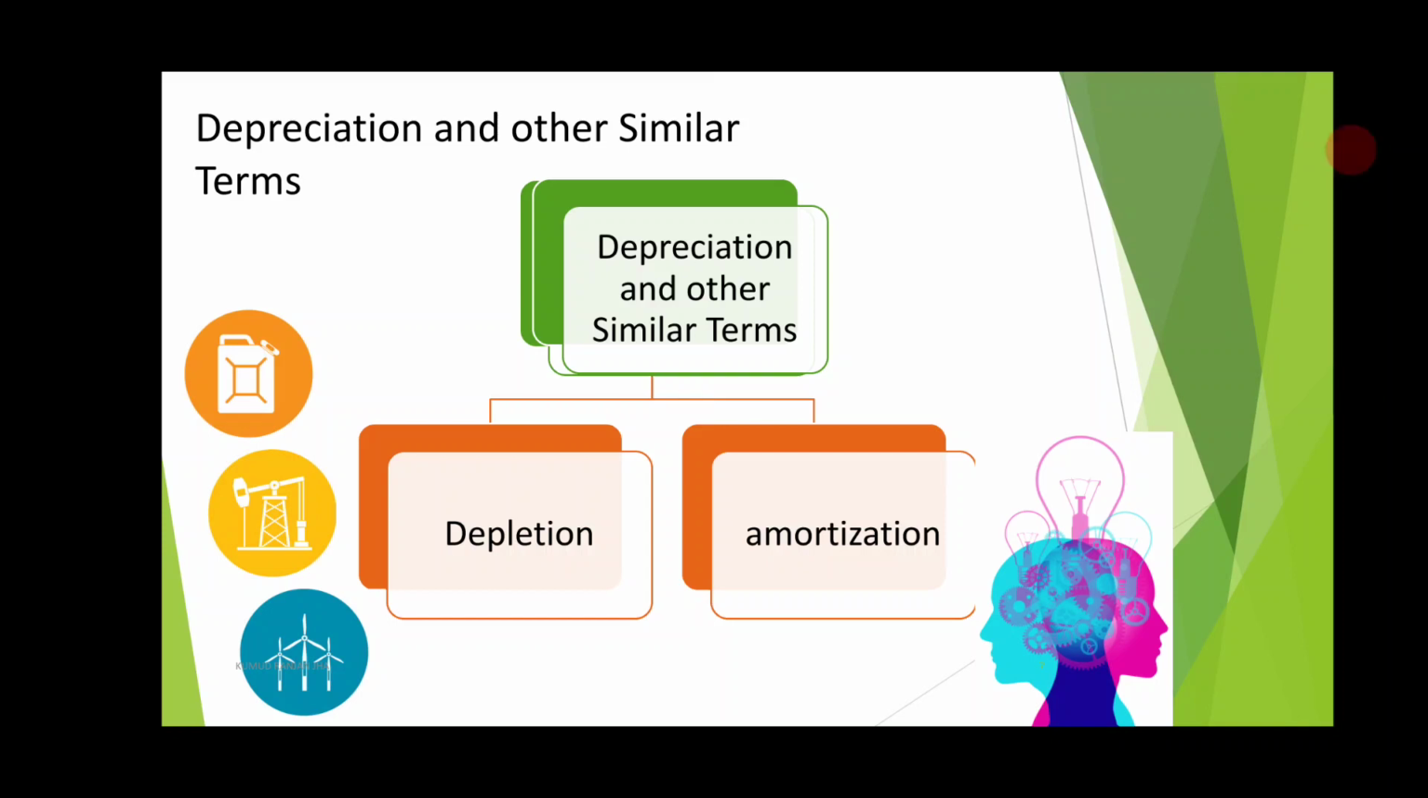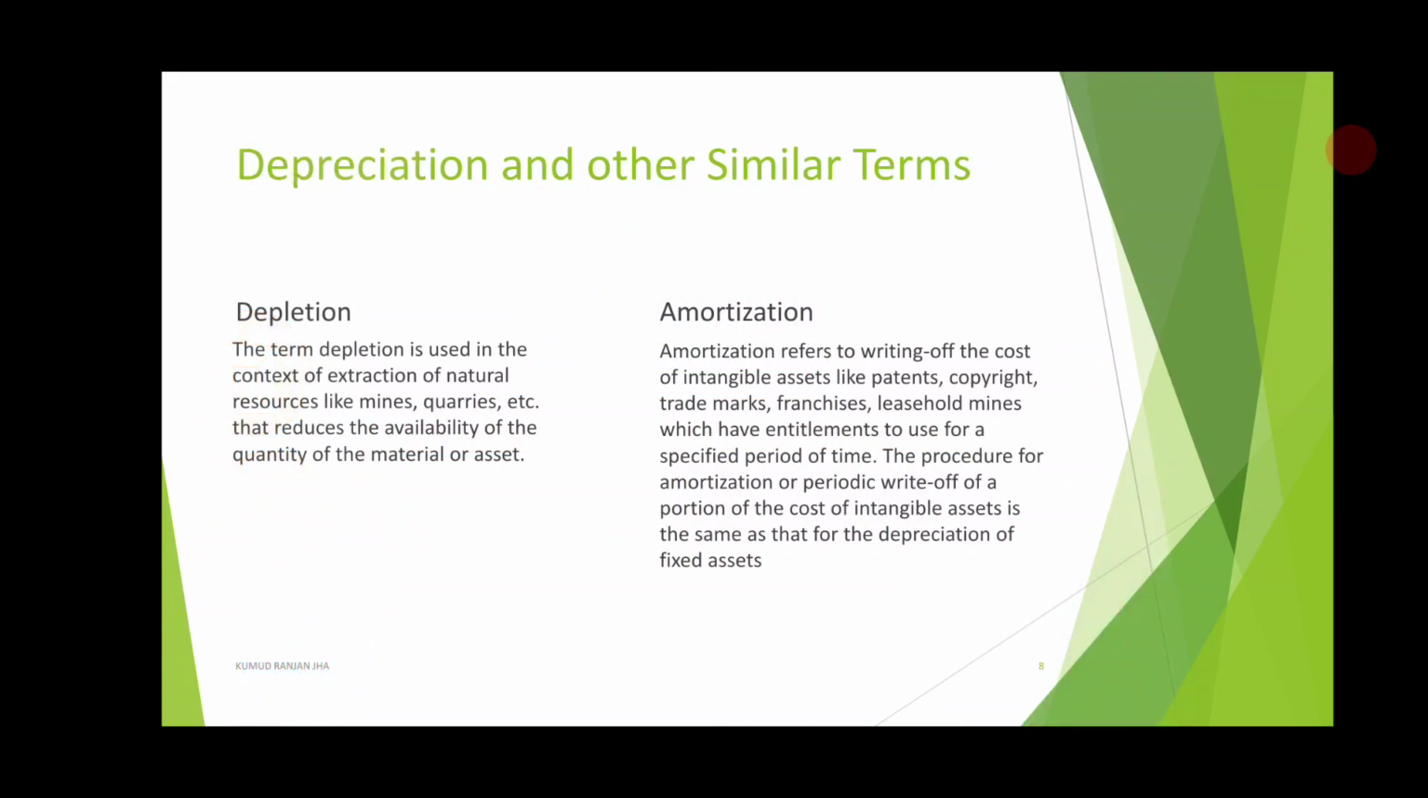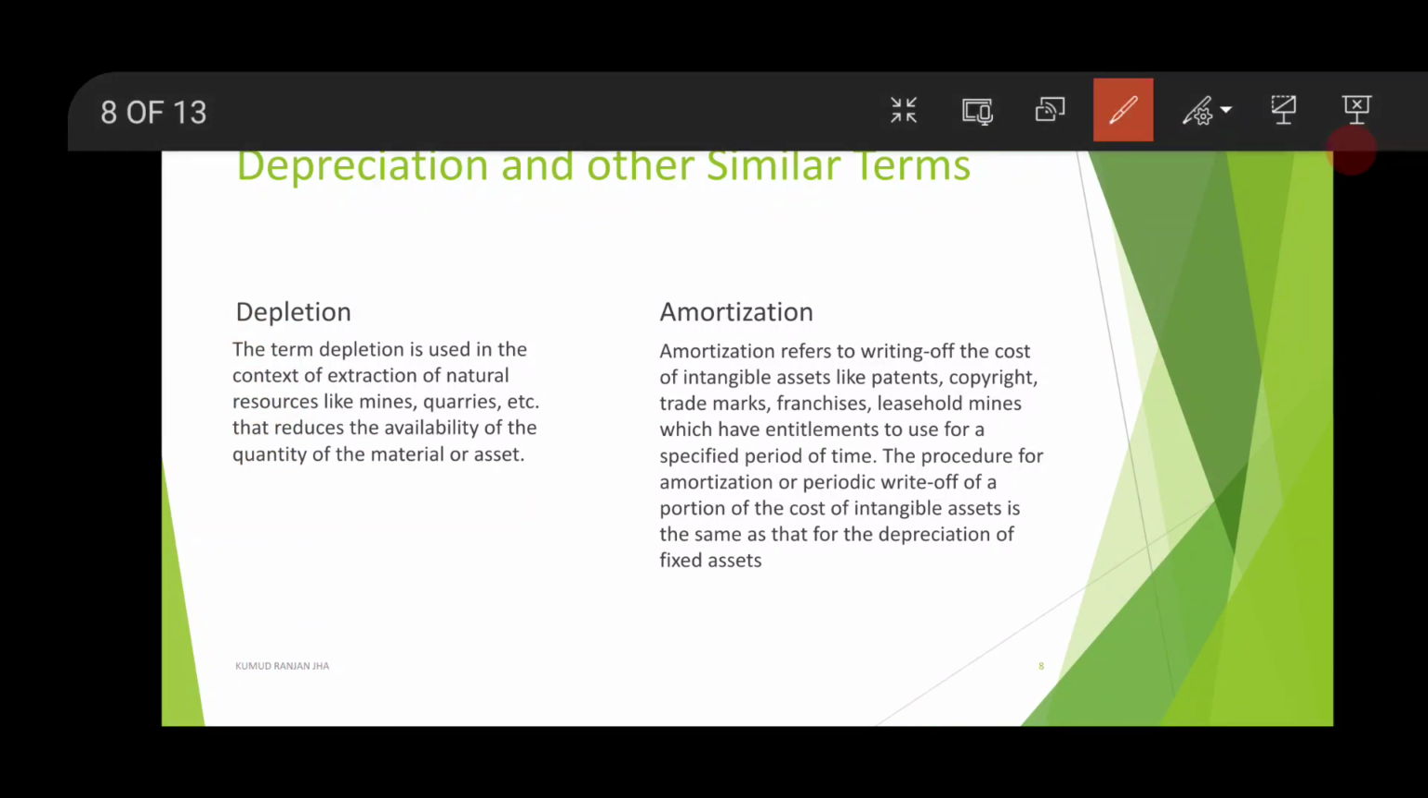Depletion is basically used for natural resources, and amortization is used for intangible assets. The term depletion is used in the context of extraction of natural resources like mines, quarries, oil fields also you can say, that reduce the availability of the quantity of the material or assets.